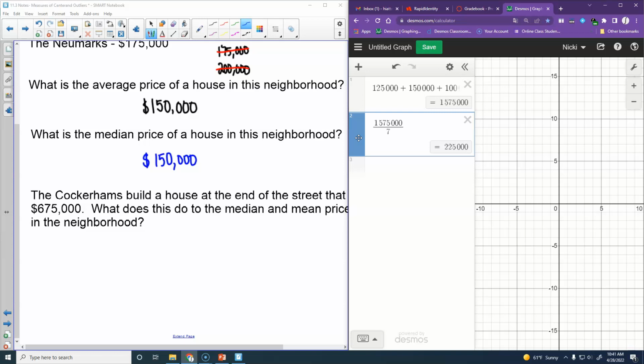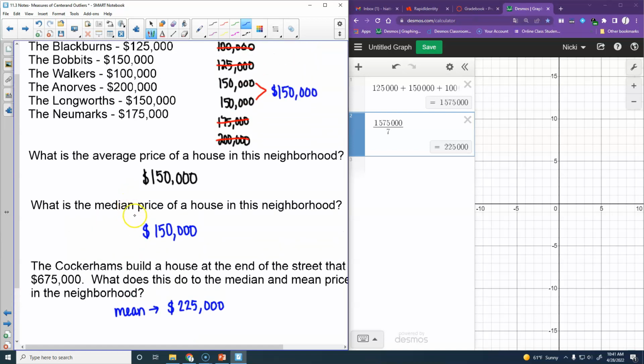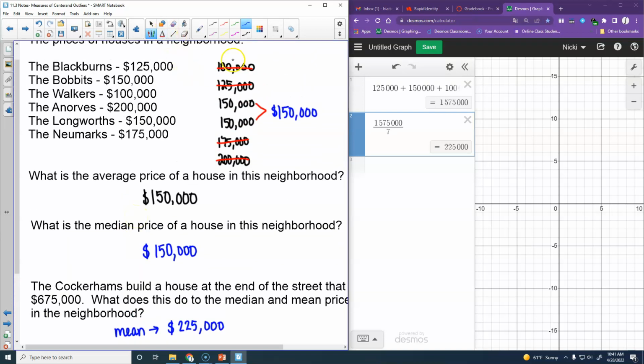So the mean is 225,000. But if I go up here for the median, with that list, I would just be adding that 675,000 to the end of the list. Now if I go through and mark them out, here, here, here, here, I do have a middle number this time. What is it? 150,000.